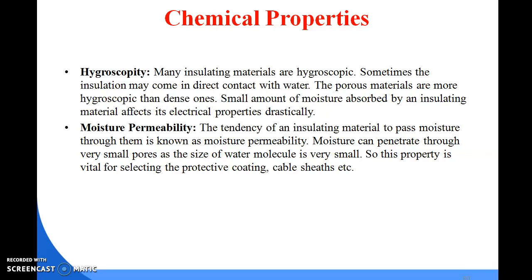Moisture permeability means the tendency of an insulating material to pass moisture through it, and moisture can penetrate through very small pores as the size of a water molecule is very small. So this property is vital for selecting a coating, protective coating, cable sheath, etc.